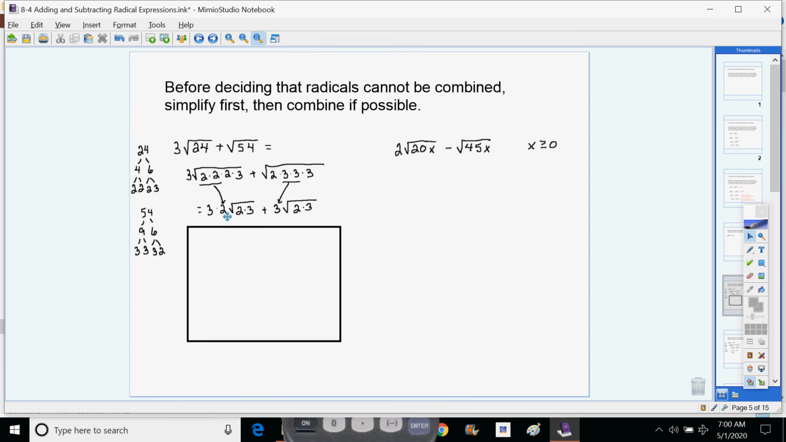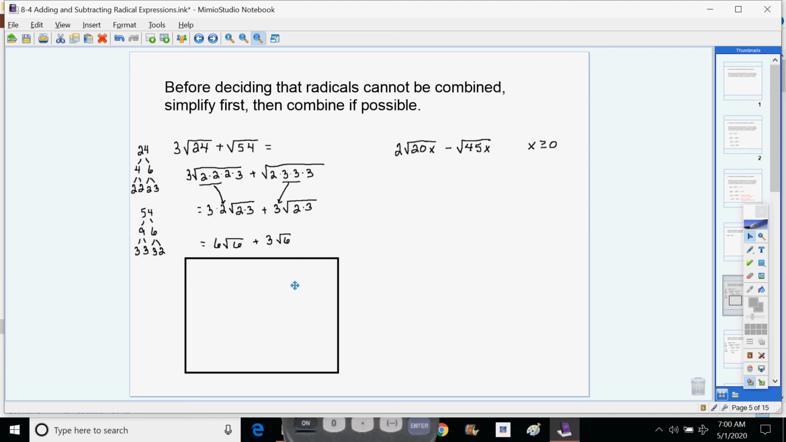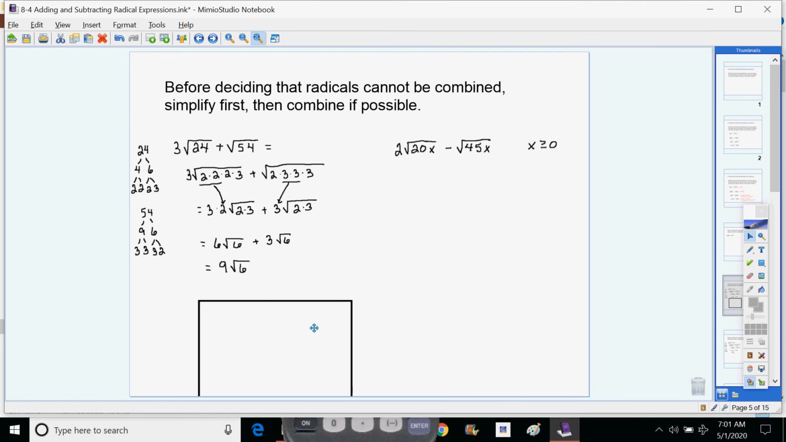And then you can simplify after you've brought out the common factors. 3 times 2 is 6. 2 times 3 is also 6, so I've got my 6 square root of 6 and my 3 square root of 6. Now I've got the same index, the same radicand, and I can put them together, and there are 9 of them.